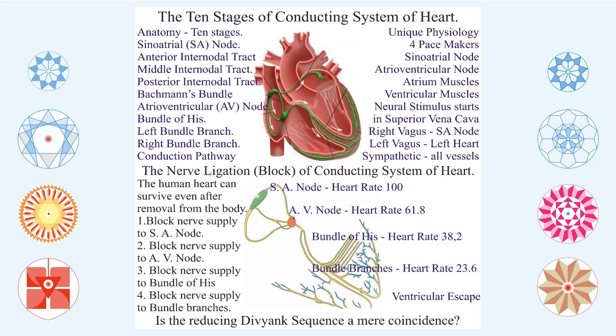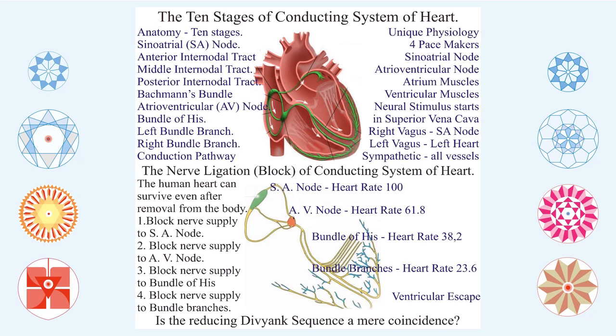To prove the point that there is a particular hierarchy in the conducting system, suppose there is a block before the SA node. The heart could go up to 100. Then if it is at the AV node, the heart rate could come to 61.8. Bundle of His, 38.2. Then bundle branches, heart rate 23.6, and then the ventricular scale. If this particular system is understood, you'll know what exactly is beautifully designed in the heart. Come what may, we should survive.